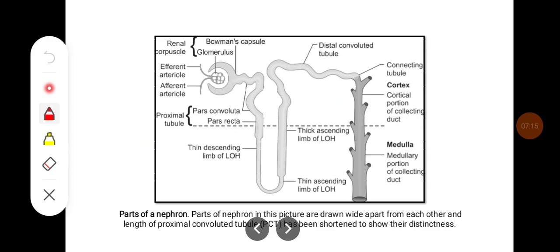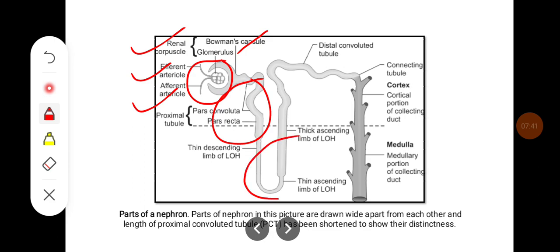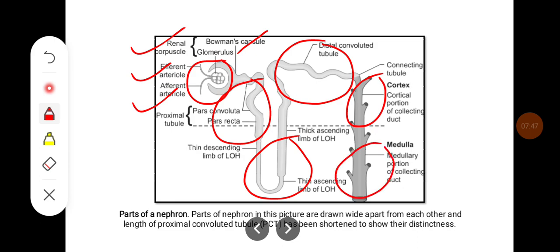So this is the structure of the nephron, where you can see the different parts of the nephron, that is the glomerulus with the Bowman's capsule, which together is called the renal corpuscle, where you can see the efferent arterioles and afferent arterioles. Then you have the proximal convoluted tubule, the loop of Henle, the distal convoluted tubule, the connecting duct, and the collecting duct.